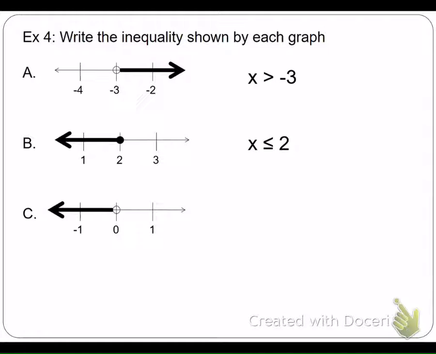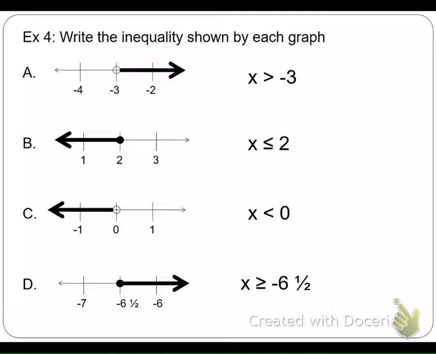Okay. C. X. Is it less than 0? X is less than 0. Good. Yes. X is greater than or equal to -6.5. Very good. So just remember, you're leading with the variable. Decide which part of the graph is shaded, the bigger part or the smaller part. Is it or equal to or not? And then the number goes last.